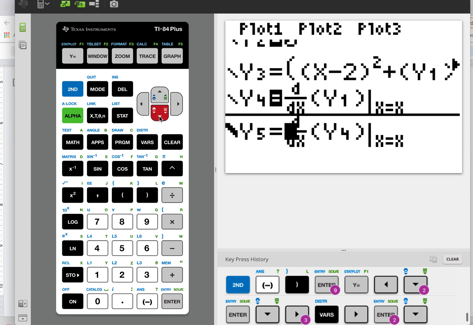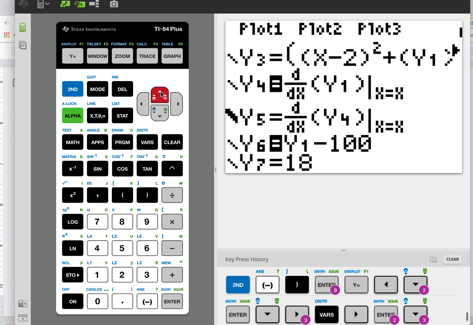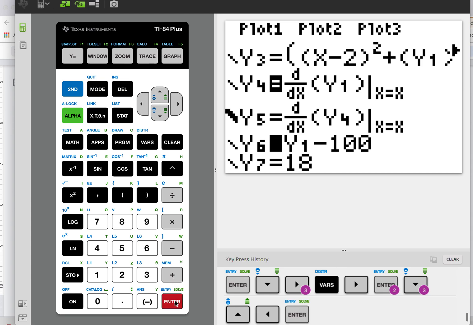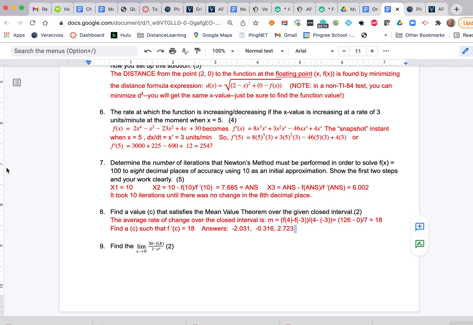And then that's my y1 equation. I turned that off already. Then I'm going to turn that equation off as well. But then I'm going to turn this equals 18 on. That's my graph for 18. So there's the line coming across. When does my derivative equal 18? There are going to be three values, 1, 2, and 3. I found all three of them here. And you can see that there's negative 2.031, negative 0.0316, and positive 2.732.